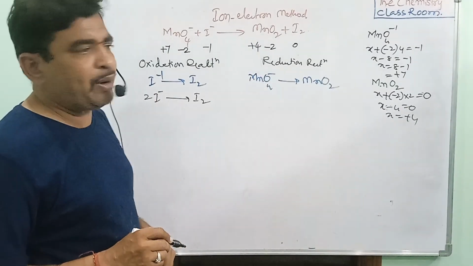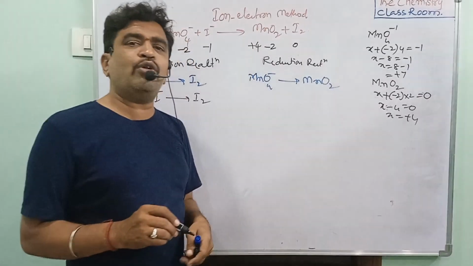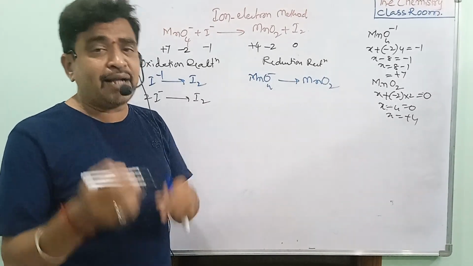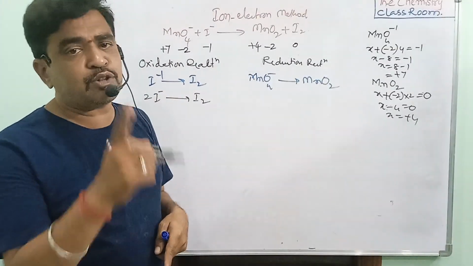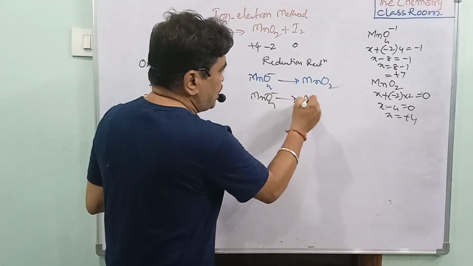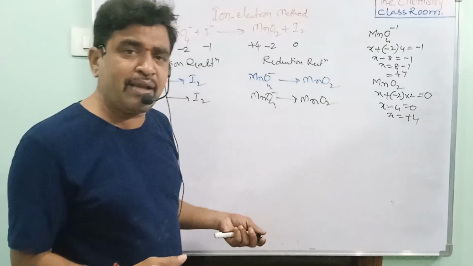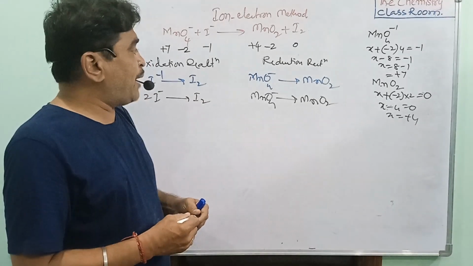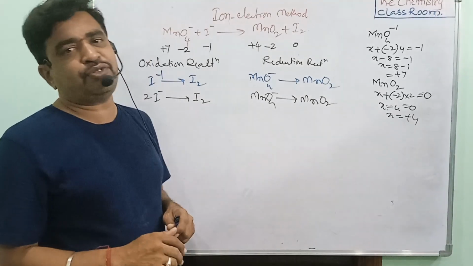There also we have to balance. Here on this side we have only one manganese. That side also we have only one manganese. Excluding oxygen and hydrogen, the remaining atoms you have to balance. The remaining is manganese. Both sides have only one manganese. So the same reaction I am writing, MnO4 minus gives rise to MnO2. The two sides have the same number of manganese. So in the first step, excluding oxygen and hydrogen, the remaining atoms we balanced.